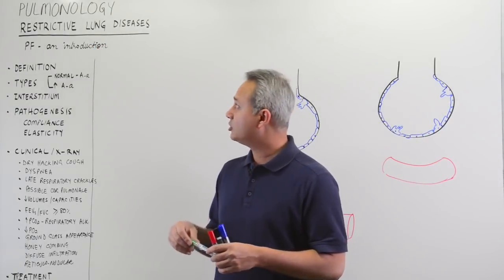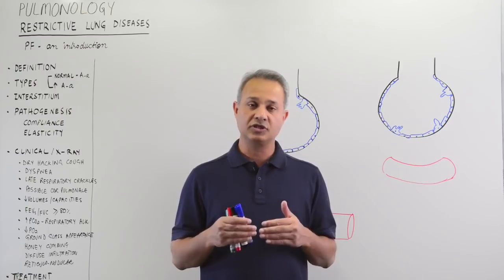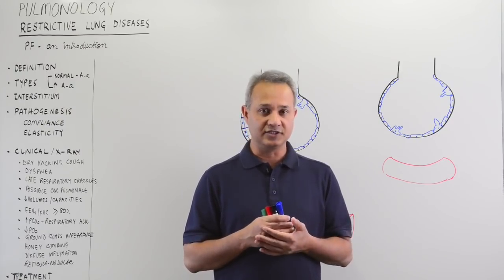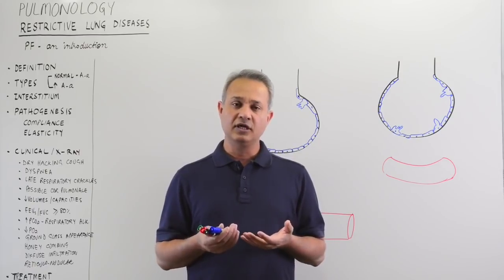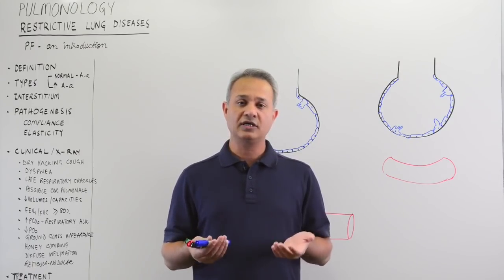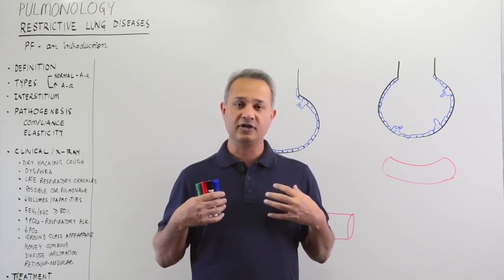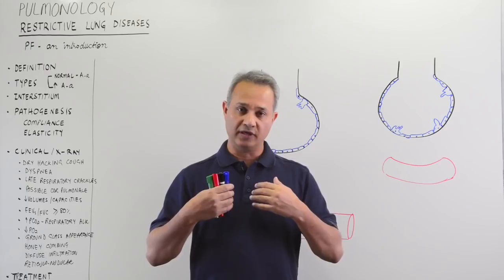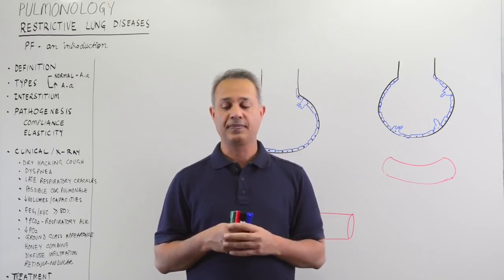Guys, this is Mobeen. We are talking about the respiratory system. Today is the introduction to the restrictive lung diseases. The definition of restrictive lung disease is simple. It is any condition in which there is not enough volume of the lungs left to allow the air to go in. So there is a restriction to the amount of air going in.